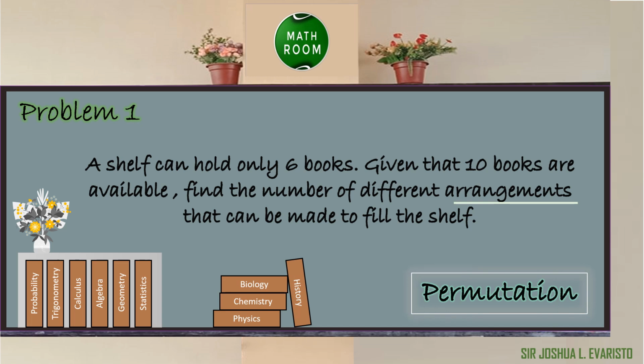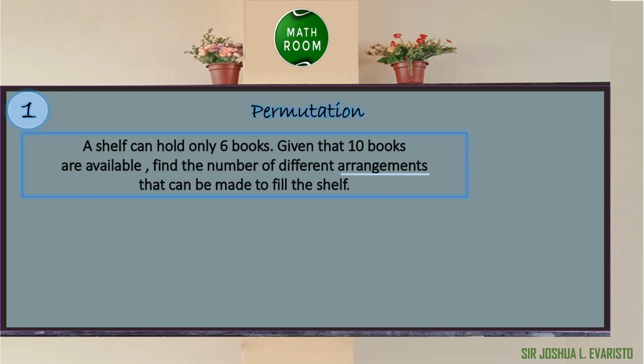Since this is a permutation question, we can solve it using permutation of 10, 6. Since 10 books are available, n is equal to 10, and we will arrange 6 books in a shelf, so r is equal to 6. Again, n is equal to 10 and r is equal to 6. Let us use the formula for permutation of objects, which is permutation of n, r is equal to n factorial over quantity n minus r quantity factorial.